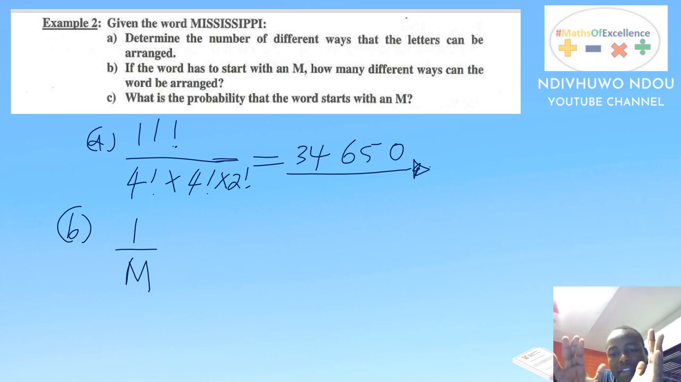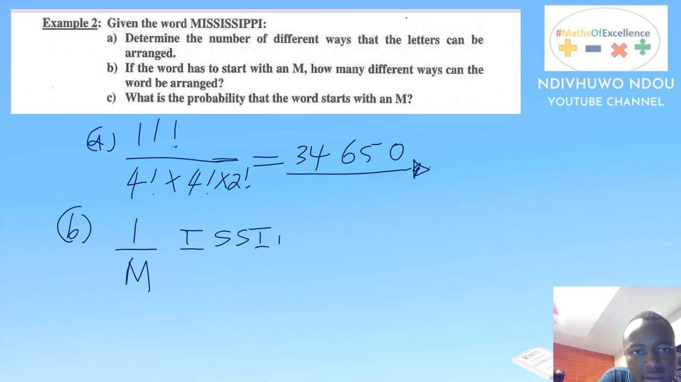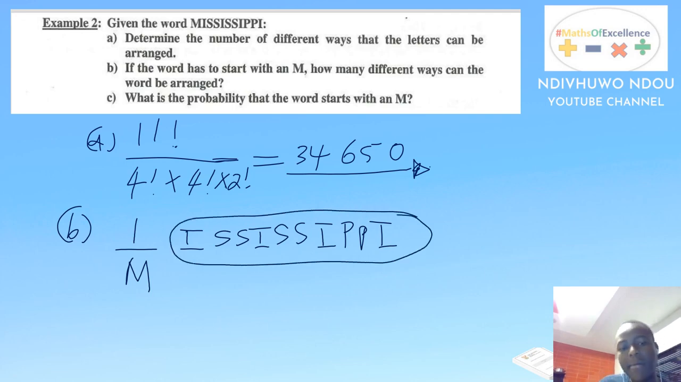Then we focus on the number of arrangements of the remaining letters. How can they be arranged? So we have I, S, S, I, S, S, I, P, P, I. These are the remaining letters. We have to determine how many arrangements can be made with these remaining letters. So we count them. It will be 1, 2, 3, 4, 5, 6, 7, 8, 9, 10.